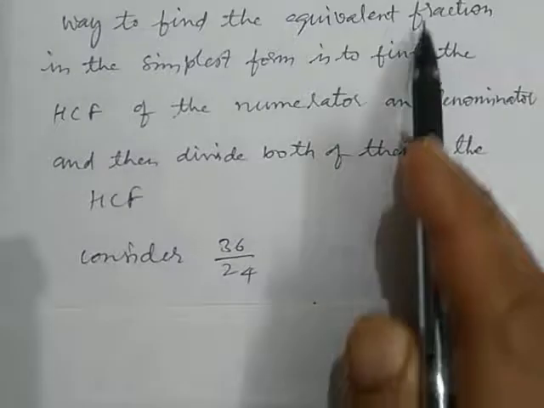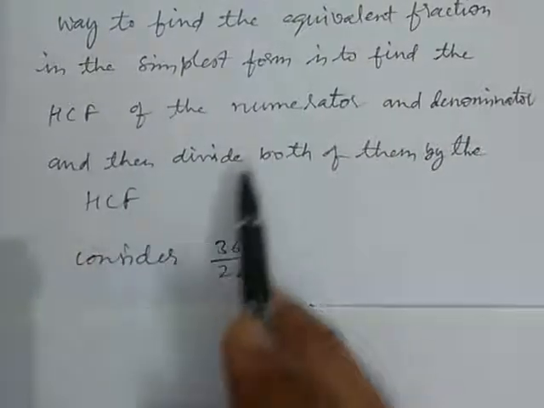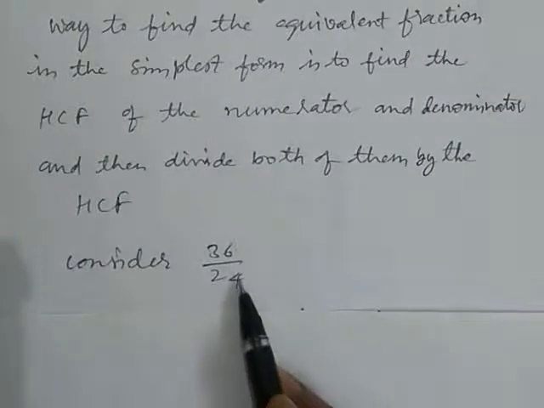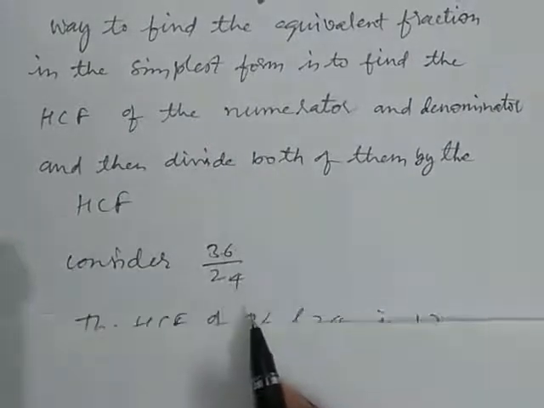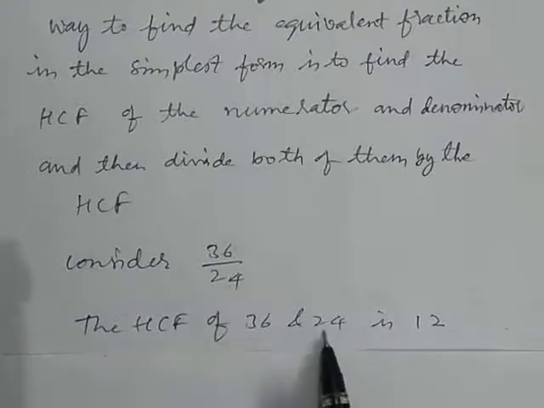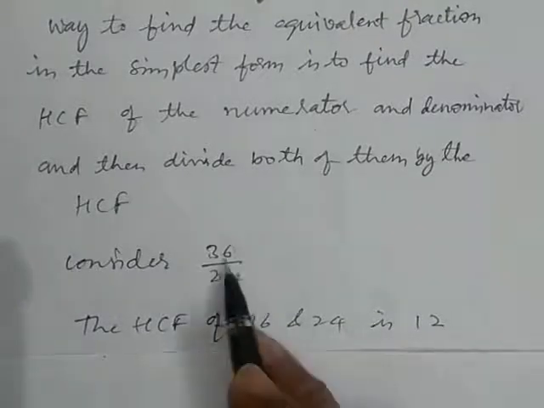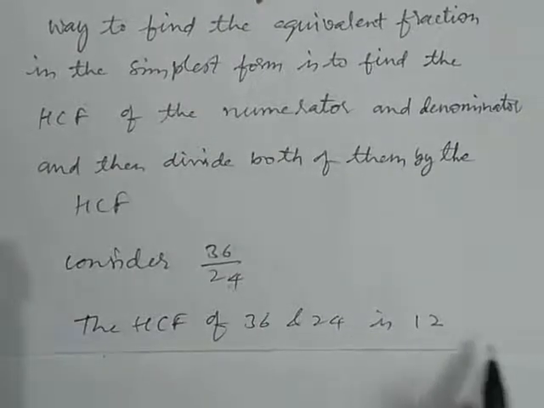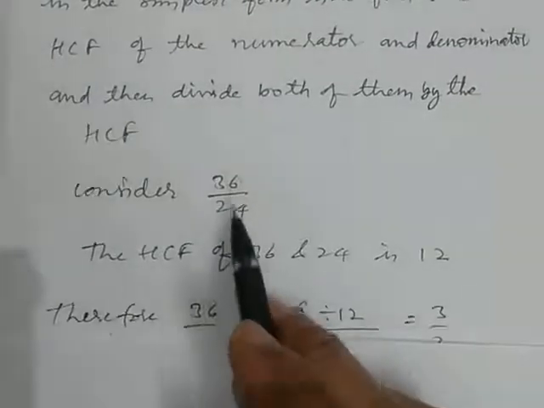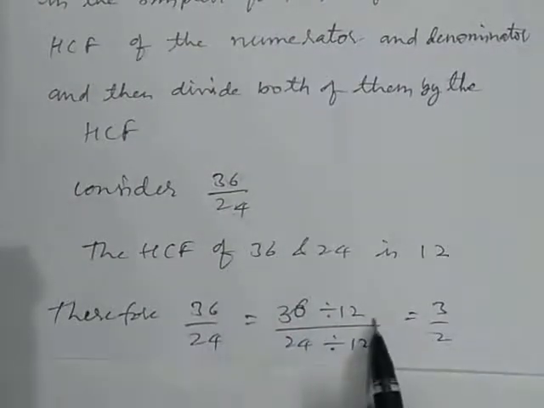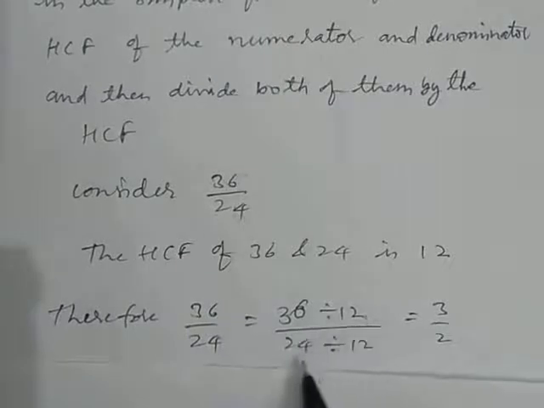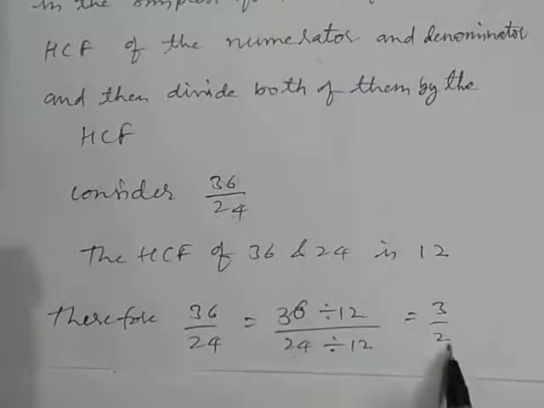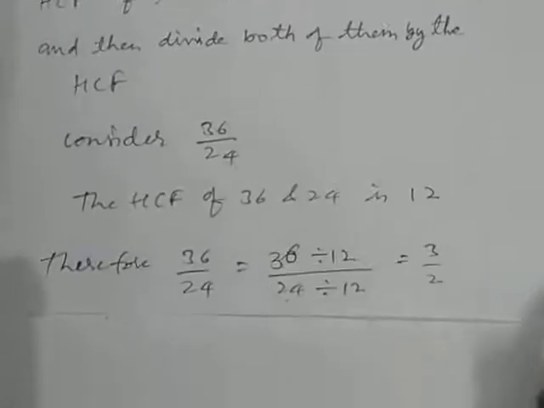So what do we have to do? Find the HCF of the numerator and denominator. 36 and 24, this is the numerator, this is the denominator. Find the HCF of these two. So the HCF of 36 and 24 is 12. This can be divided by 12 and this can be divided by 12. So now we divide both separately by 12. 36 divided by 12 and 24 divided by 12. By dividing we get 3 and by dividing this we get 2. So 3 by 2 is the simplest form.